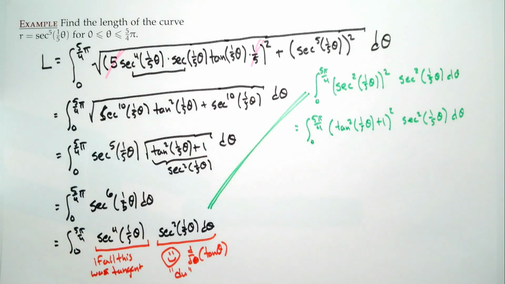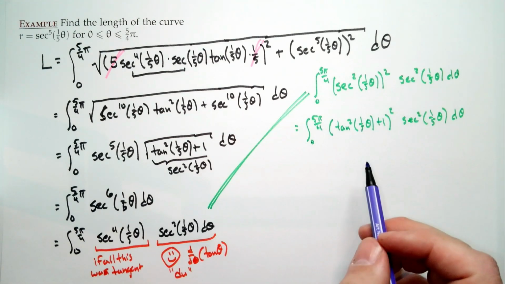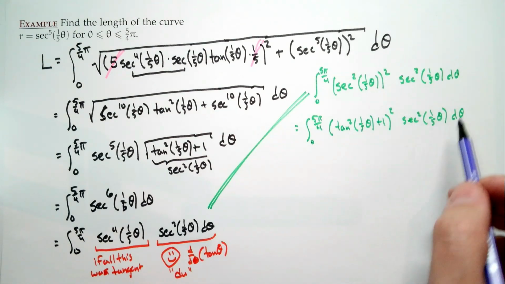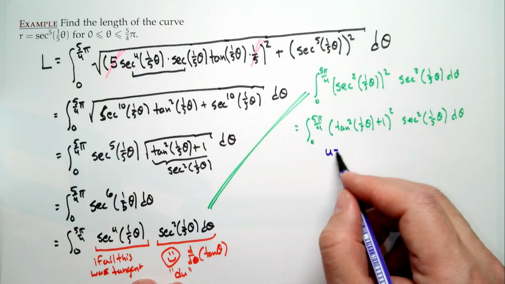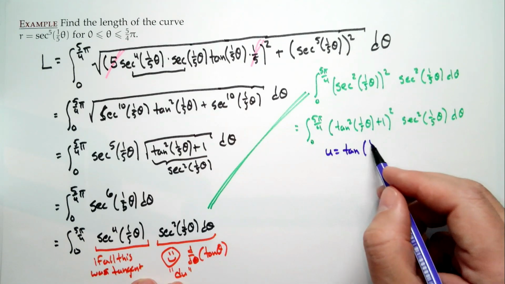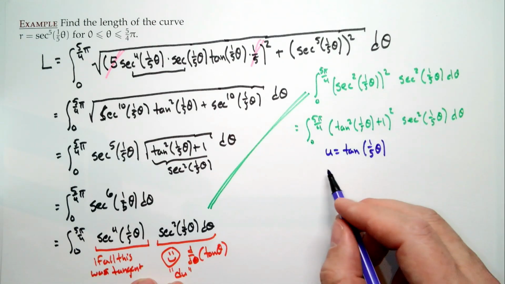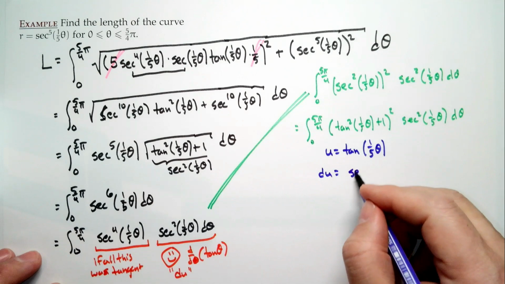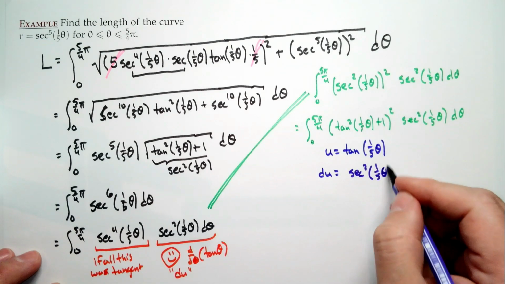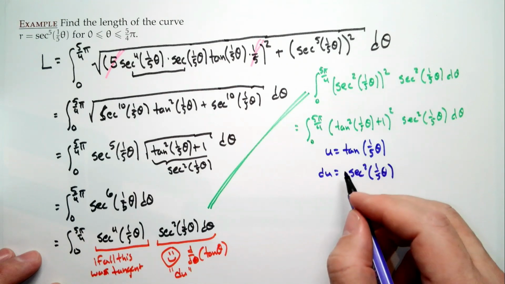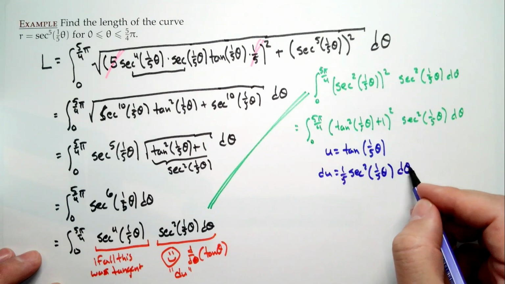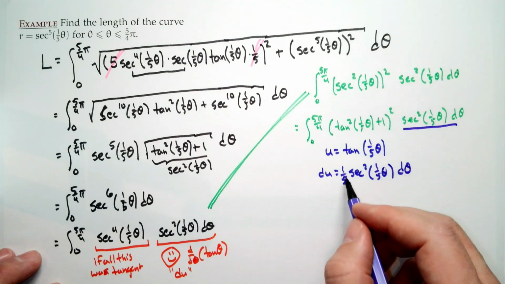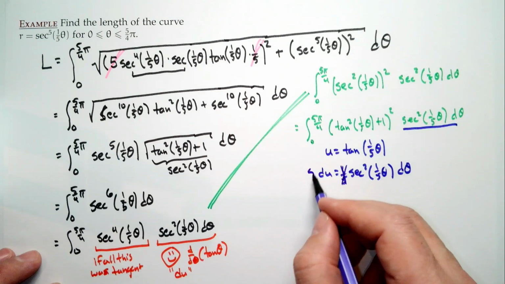Now let's make our substitution. This part is in terms of tangent, which makes us happy. This is almost the derivative of that. So we'll let u equal tangent of 1/5 theta. What is du going to become? Secant squared of 1/5 theta, and then there's a 1/5, and there's a d theta. That's almost what we have here, so we're going to take this 1/5 and move it across.